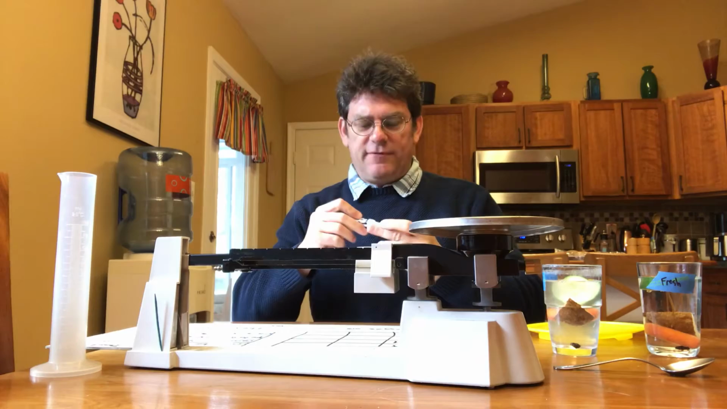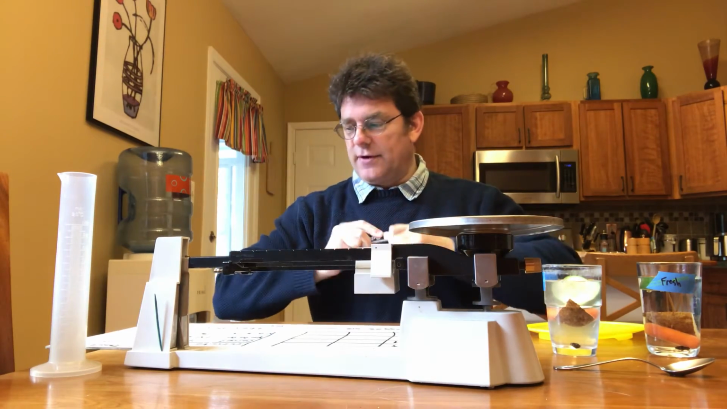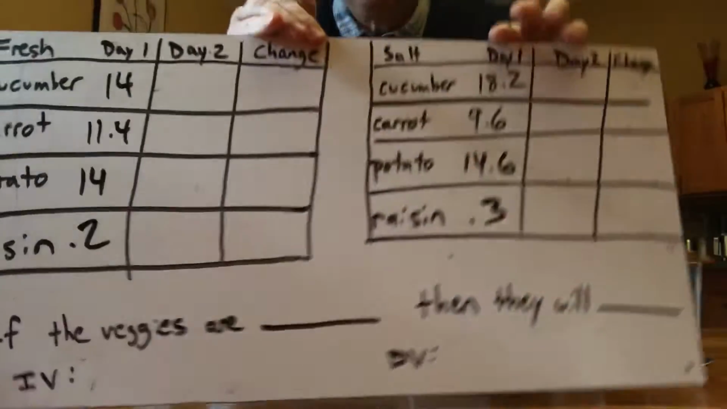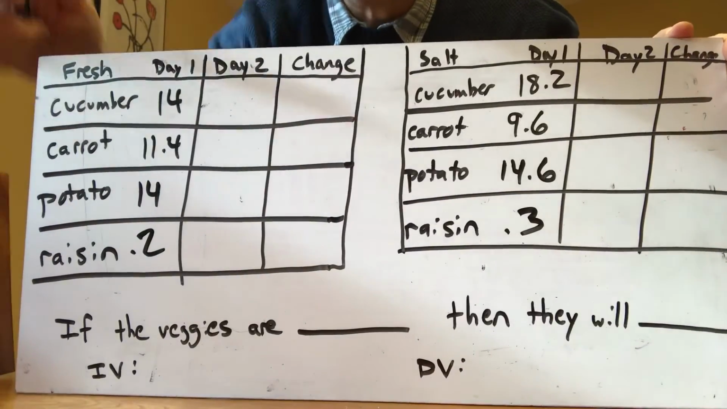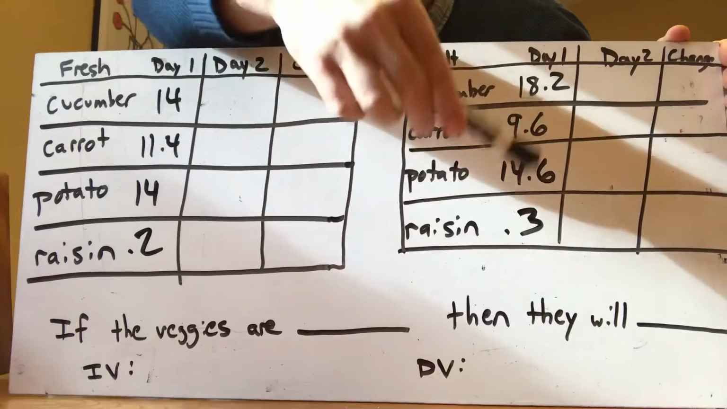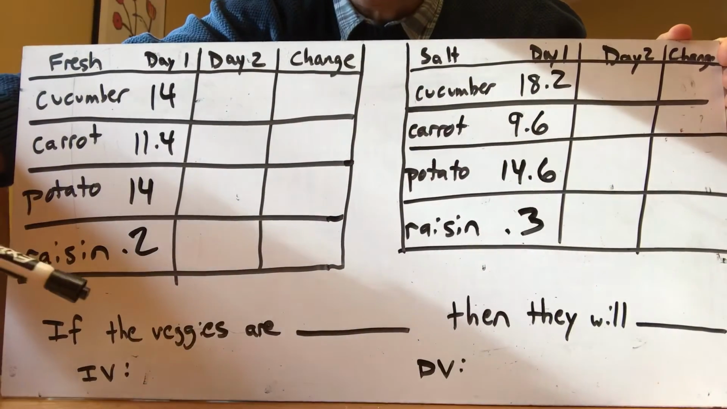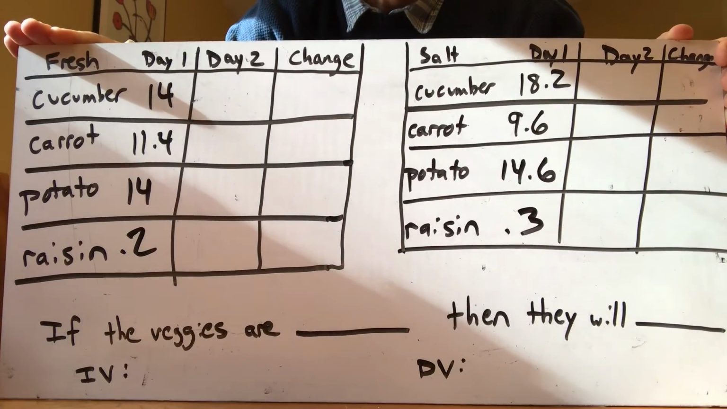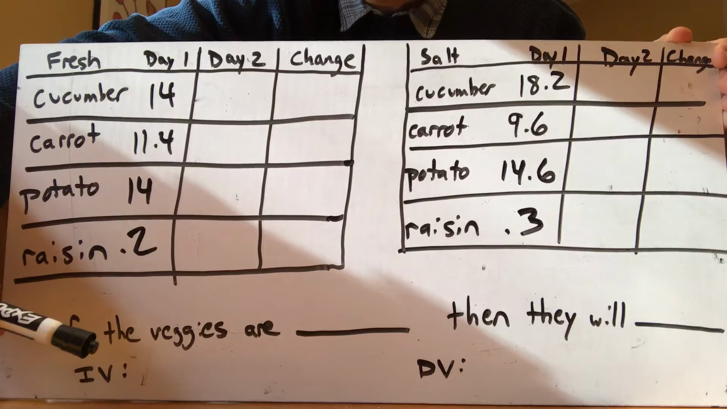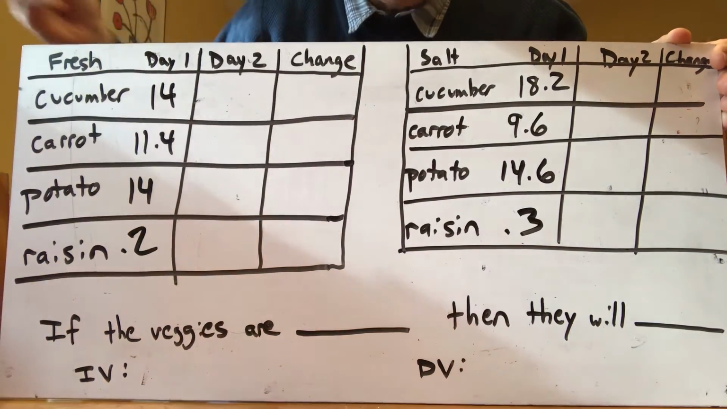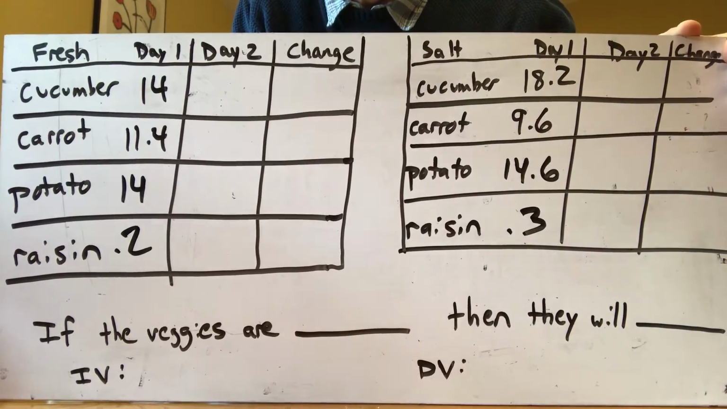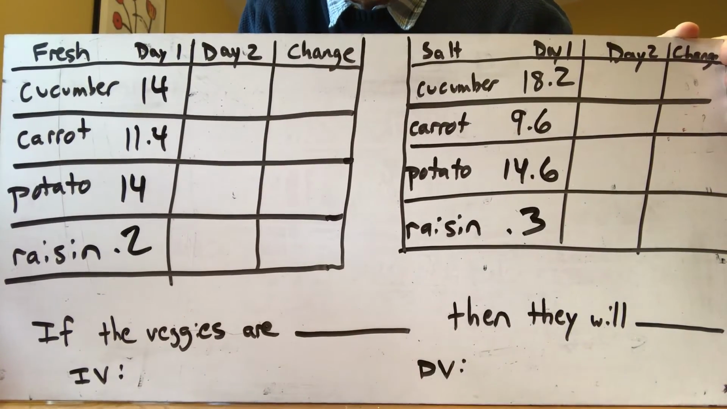Okay, so I'm going to let these sit and figure out some data. How they change is really the goal for what I want. So what I have so far is I wrote down the mass of the ones in fresh water, the mass of the ones in salt. Again, my hypothesis: if the veggies are in fresh water, will they gain weight, lose weight, or stay the same? If they're in salt water, will they gain weight, lose weight, or stay the same? And of course my IV, the thing that I'm varying here, is the water, whether it's salt water or fresh water. And my DV, my dependent variable, is going to be the mass.